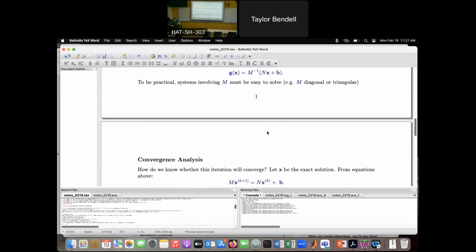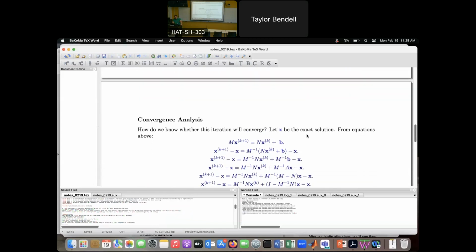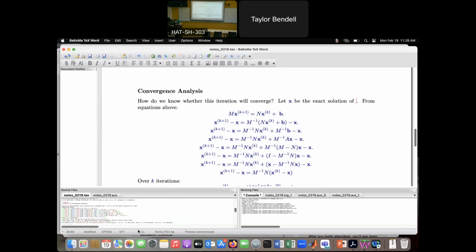Now, last semester when covering fixed point iteration, we saw that in some cases it would not converge. We have to have some faith that this iteration is going to converge. We need some criteria on how we split A into M and N so that there will be convergence. To get an idea of what happens to the error from one iteration to the next, I'm going to assume that plain old x with no superscript or subscript is the exact solution of Ax equals b.